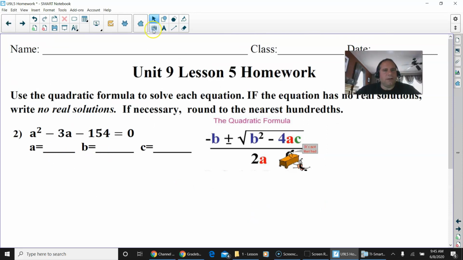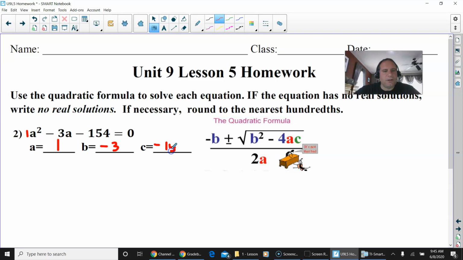So here we go. All right, so number 2. Again, this is 1, this is negative 3, and this is negative 154. Just remember, when you're putting down the list of a, b, and c, to put the negatives with it. If it's a negative 3, it is a negative 3. This is a negative 154.